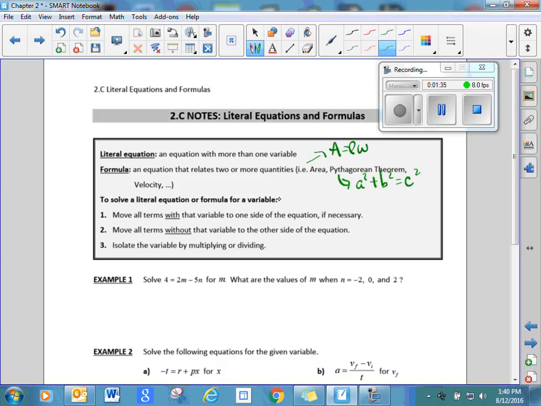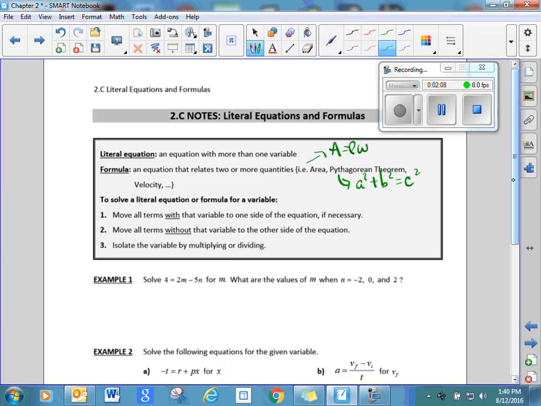You're going to be given a literal equation, and it's going to have a number of variables in it, and you're going to be asked to isolate just one of the variables. So it would make sense that the steps in doing that are that you get all of the terms that are the variable that you want on one side of the equal sign, and you systematically start getting rid of everything else to the other side of the equal sign. We're going to use the same steps we did in solving one- and two-step equations. We're going to add and subtract before we multiply and divide.